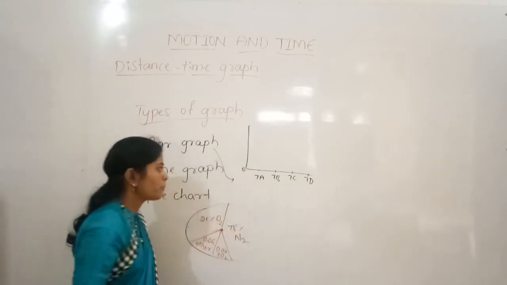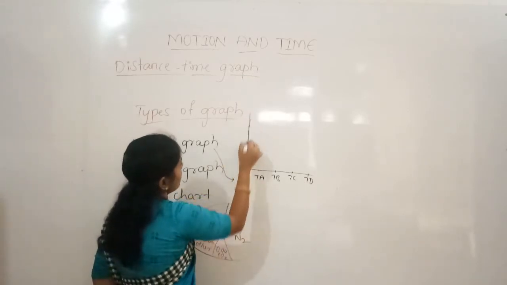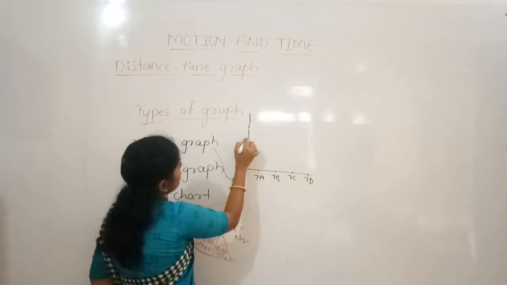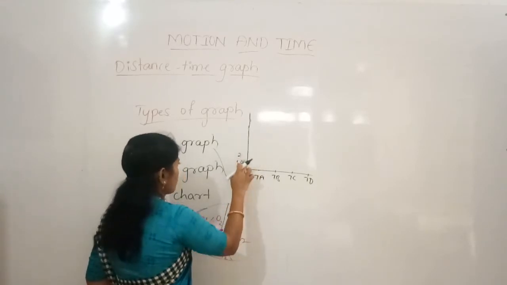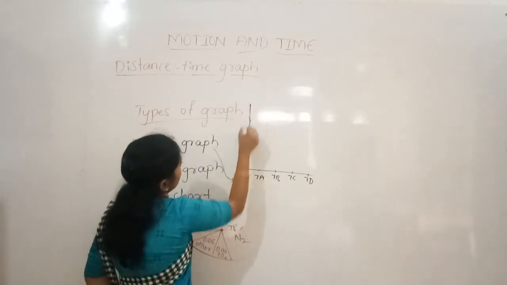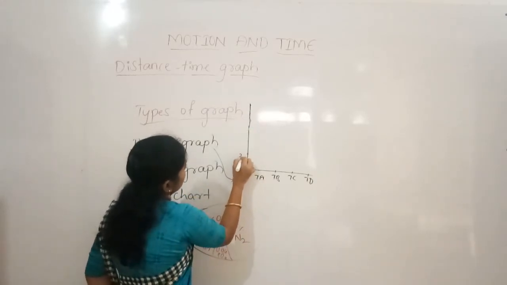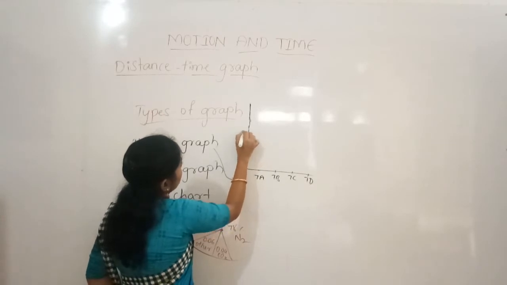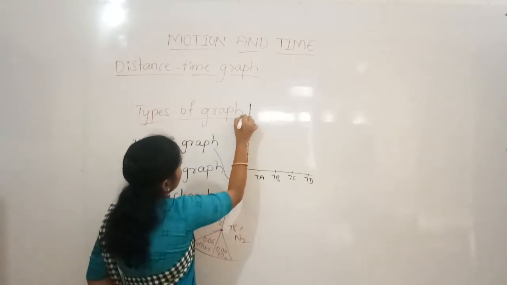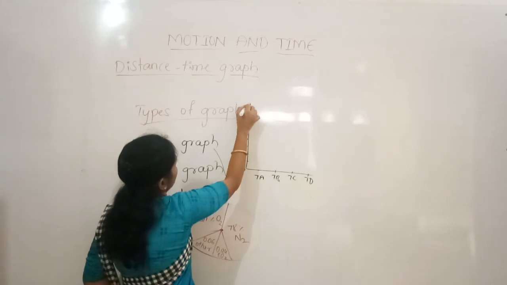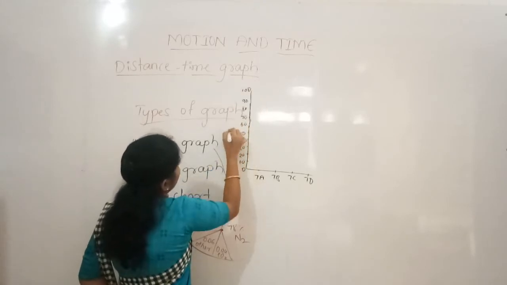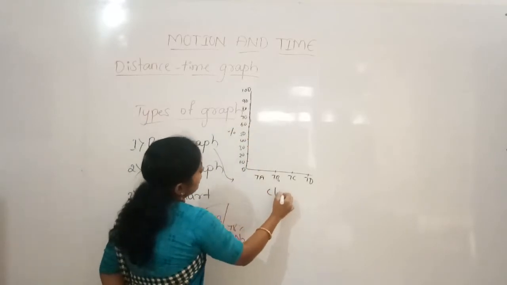Okay, this is the origin, and here we can take 10%, 20%. Likewise, I will write everything: 10, 20, 30, 40, 50, 60, 70, 80, 90, 100. This is percentage and this is class.